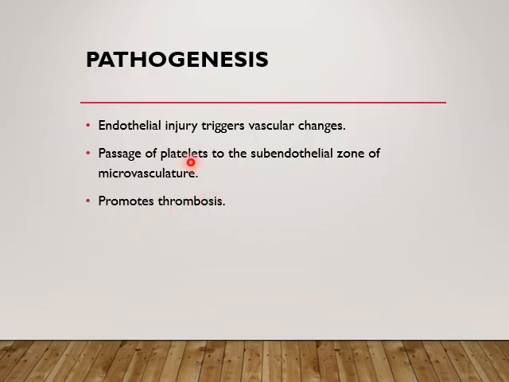So the pathogenesis is already explained: endothelial injury causes vascular changes, which triggers the passage of platelets and even the coagulation factors to the subendothelial zone into the capillary bed of the kidney, which promotes thrombosis formation. So that should be clear. And in the topic of thrombotic microangiopathy, you have to remember hemolytic uremic syndrome and TTP.